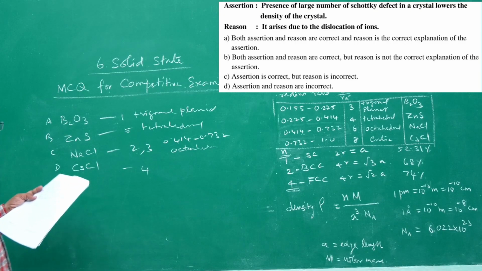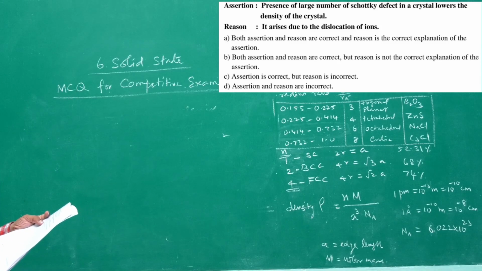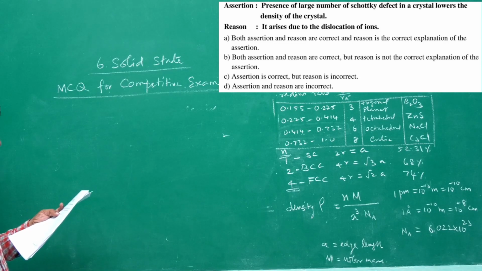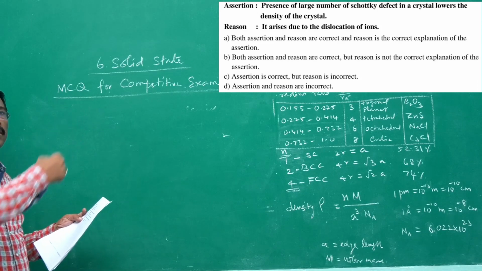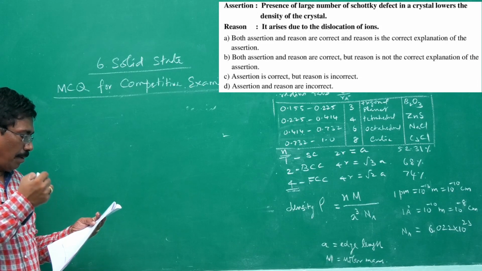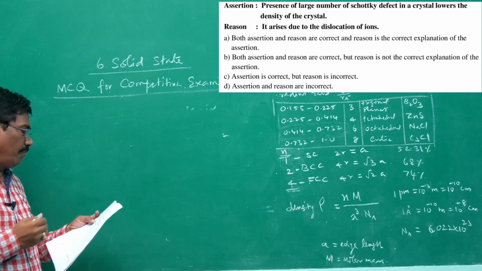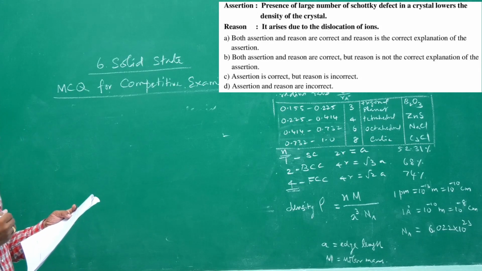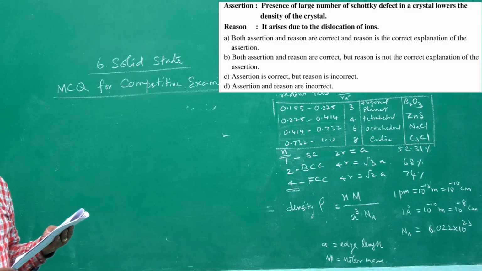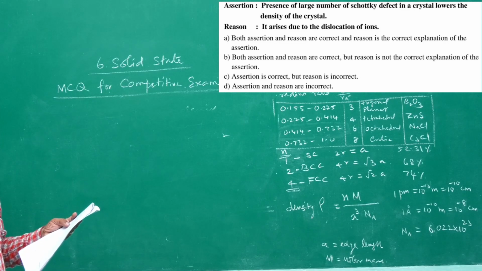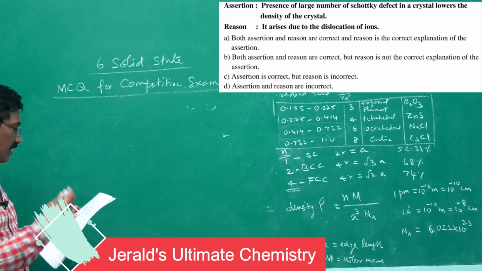And the last question. Assertion: presence of a large number of Schottky defects in a crystal lowers the density of the crystal. Yes. In sodium chloride, sodium ions and an equal number of chloride ions leave their sites, and therefore cations and anions in equal number leave the regular sites. Therefore, we get a reduction in density. That is true. Reason: it arises due to dislocation. No, it is not due to dislocation. Since the cations and anions are leaving their sites, the reason is incorrect, but the assertion is true. Therefore, option C is correct.